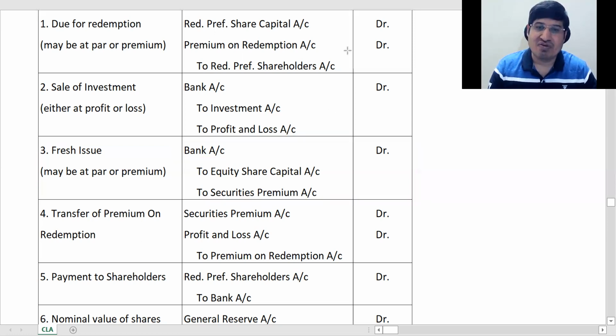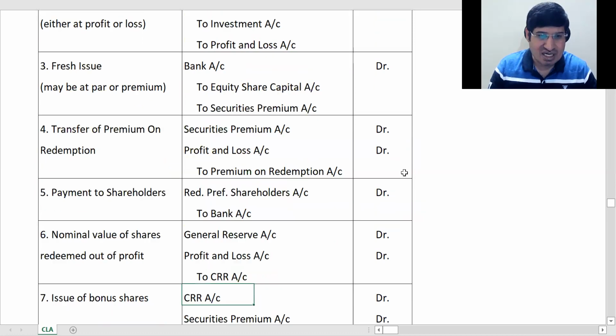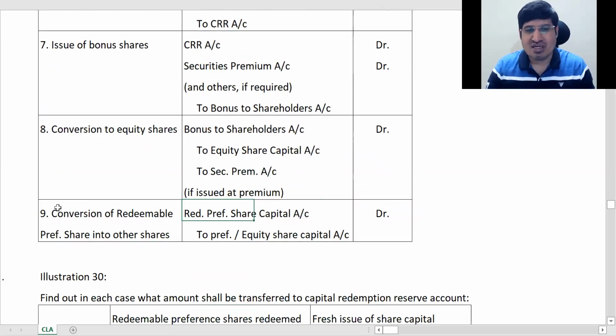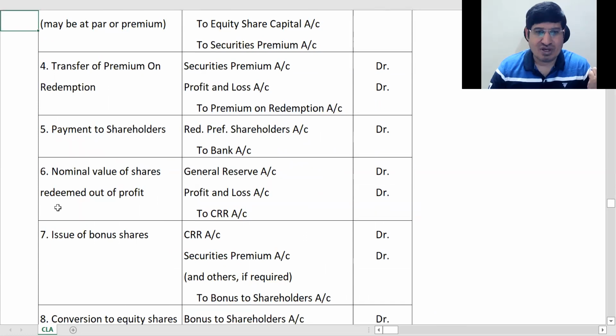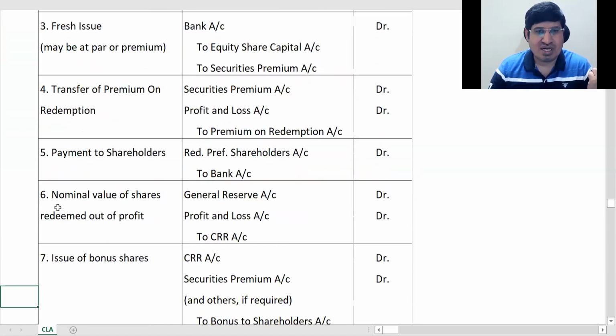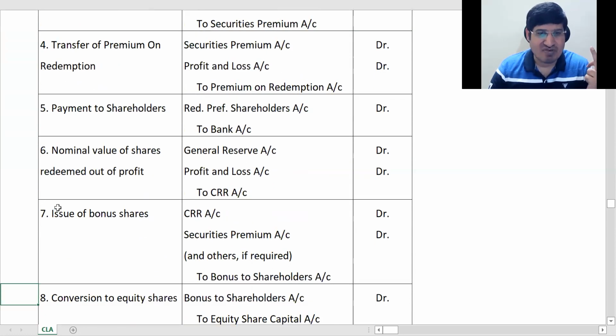Now that entry which you are talking about, Shivam, it is a very straightforward entry. See the last one here. Take a conversion into any other share. You will debit the capital, and credit preference or equity, whatever capital you are converting it to. This will be the entry for that. As there is no cash involved, bank account will not be there in that entry. Okay. So now all these entries, this transfer of premium on redemption and payment to shareholders also we have done. First 5 entries are all over.